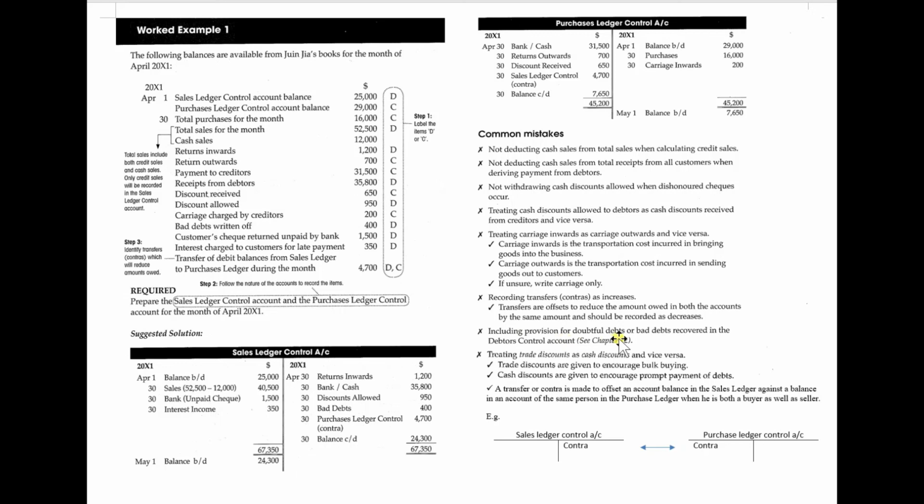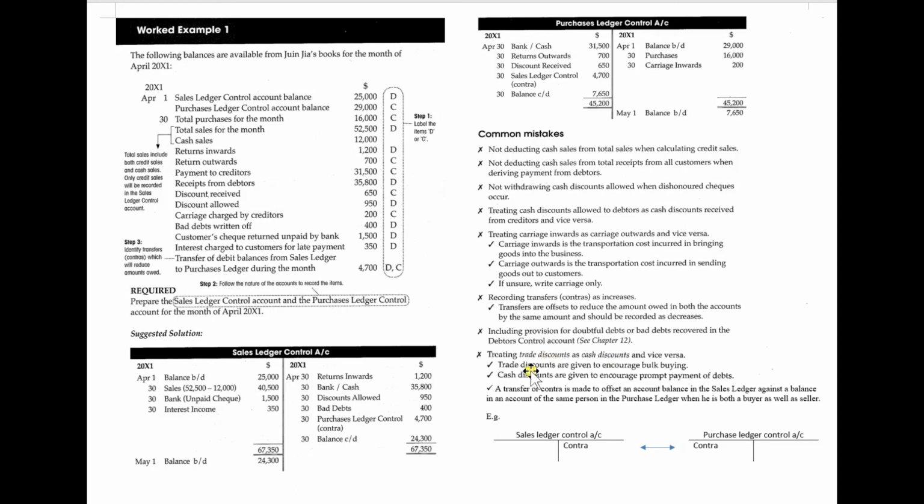Including the provision for doubtful debts or bad debts, this one we should omit. We only put the bad debts inside, not the provision. We will cover this topic at a later stage. Treating trade discount as cash discount and vice versa. Basically, we are just going to include the cash discount, which is the discount allowed and the discount received.